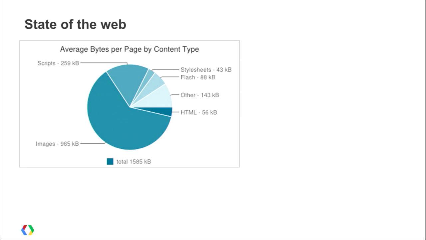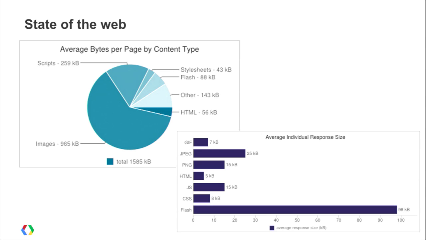They end up at around 260K or so. Now, the interesting thing is that when you look at the individual response sizes, you see a similar trend. Of course, Flash is one of the largest sizes per response, but that comes down to the fact that you generally only have one or two Flash files per page, and they tend to be pretty large. Whereas JavaScript or PNGs or JPEGs tend to be lots of requests for a page, and that drives that number down. So what we're looking at here is basically a vision of the web that is dominated by images and image data.